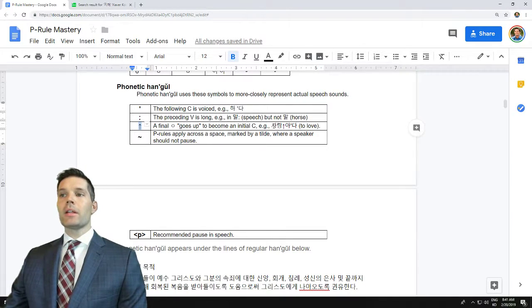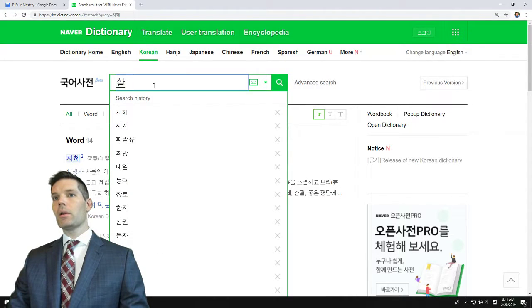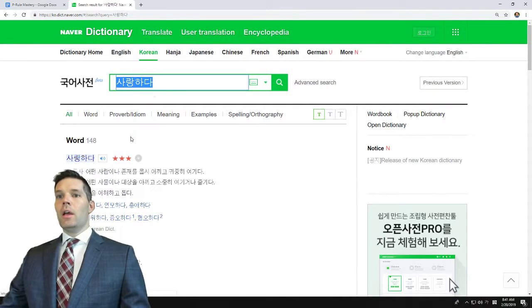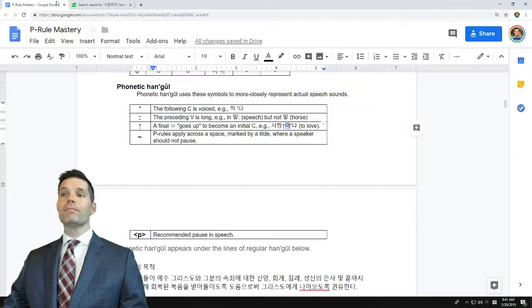This here is for when you get into something like sarangata or 안녕하다, which is basically having that yung sound go up and take over the H sound. In a dictionary, if you were to look this up, they're just going to have that H sound in there, but for foreigners, we're going to carry that up because it's a very difficult sound, and you're going to sound more natural if you just replace it. So 사랑하다, like that.